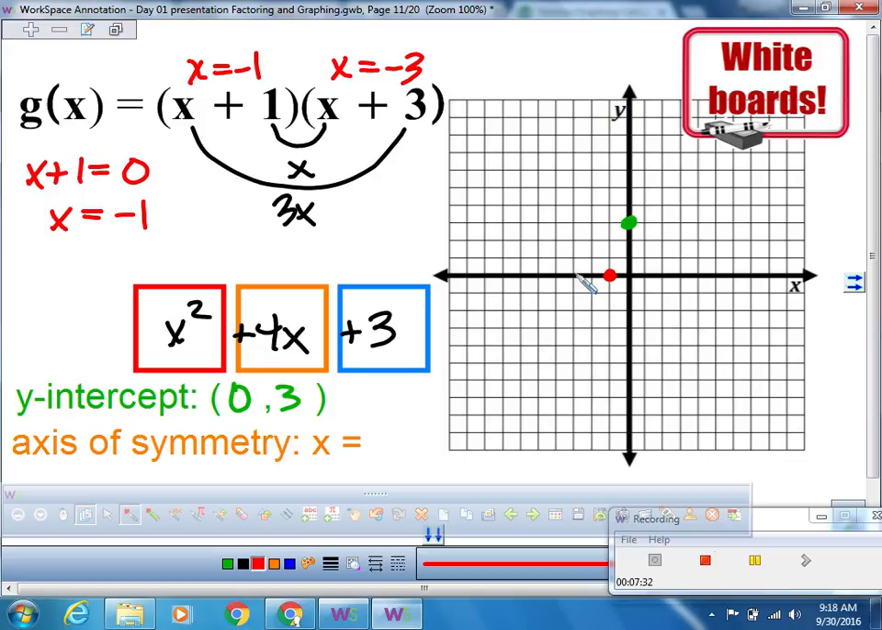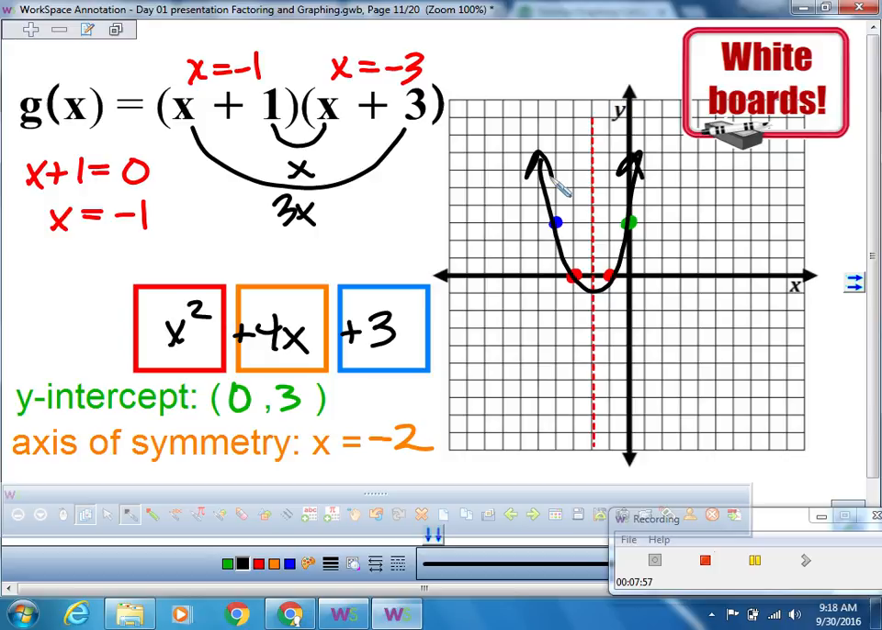So my axis of symmetry is right in between them, where x equals negative 2. And then I know I've got symmetry right here. If this is 2 away, then I can go 2 more away. And then we're done. Thumbs up, thumbs down. How are we doing on this so far?